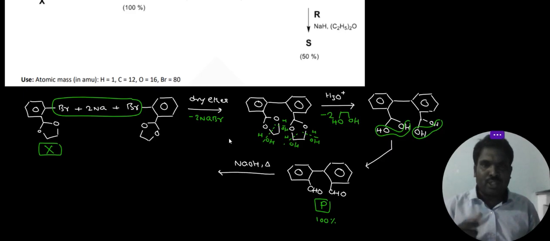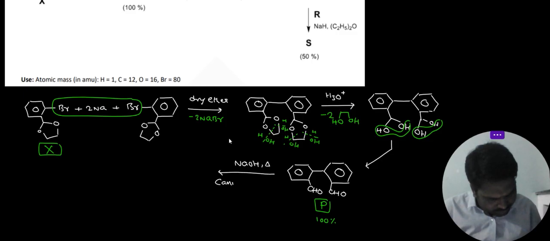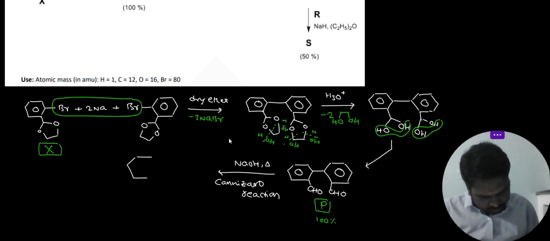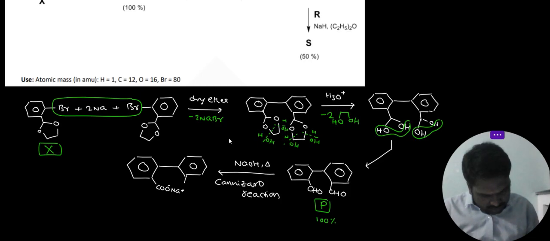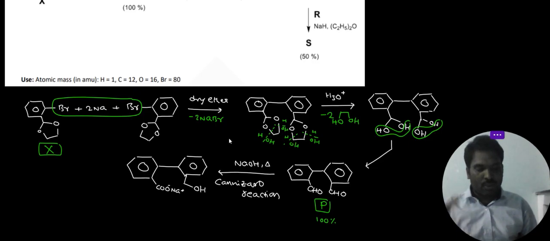This is the Cannizzaro reaction. In the Cannizzaro reaction, aldehydes without alpha hydrogen are involved. Here one aldehyde is oxidized and another aldehyde is reduced: CHO is reduced to CH2OH.